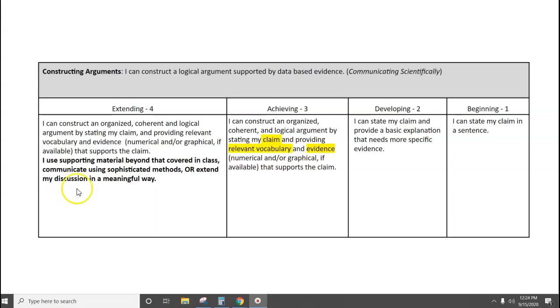A 2 means you have a claim and it may or may not be correct. It could mean that you have some explanation. Maybe you started to use some vocabulary, or maybe you have an explanation, but there is no vocabulary. You just need to dive deeper into your explanation. Explain that vocabulary, use some numbers if possible, or make sure that your claim is accurate. If you are scoring a 1, that would just mean that you have a claim in a sentence, and that claim could be right or it could be incorrect.